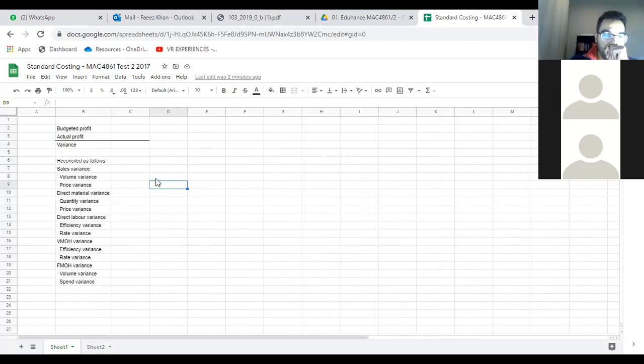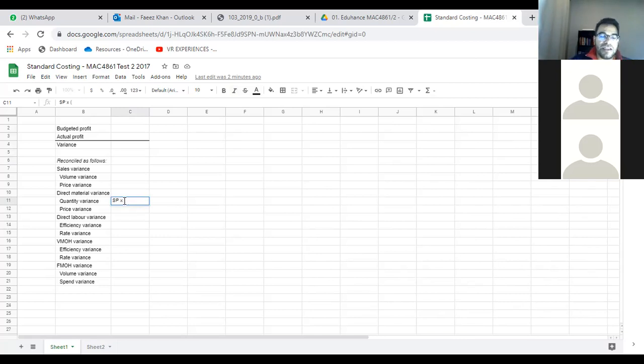So for the quantity variance, I'll come back to sales. When you're dealing with a quantity variance, the constant number is standard price. So the formula is standard price multiplied by.